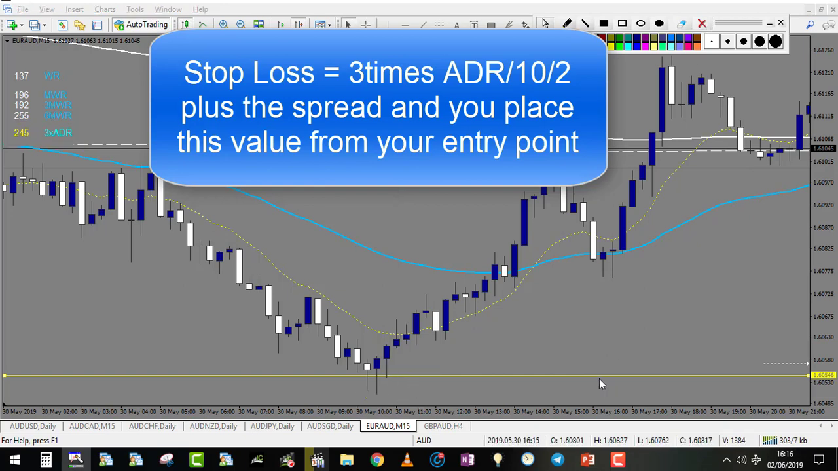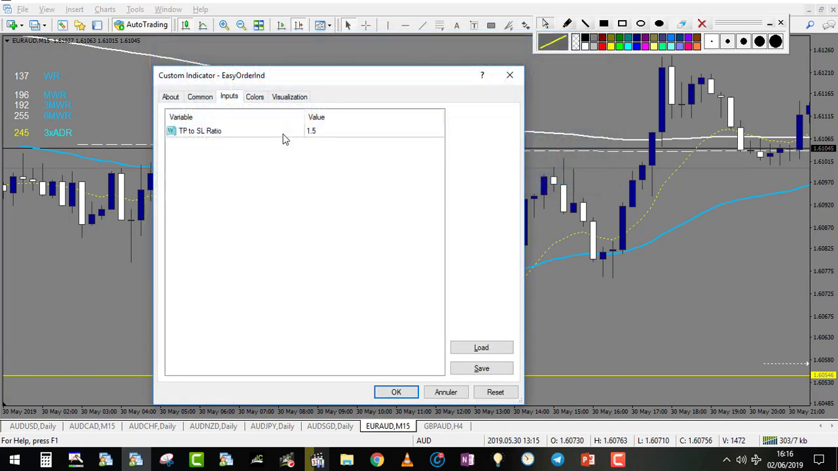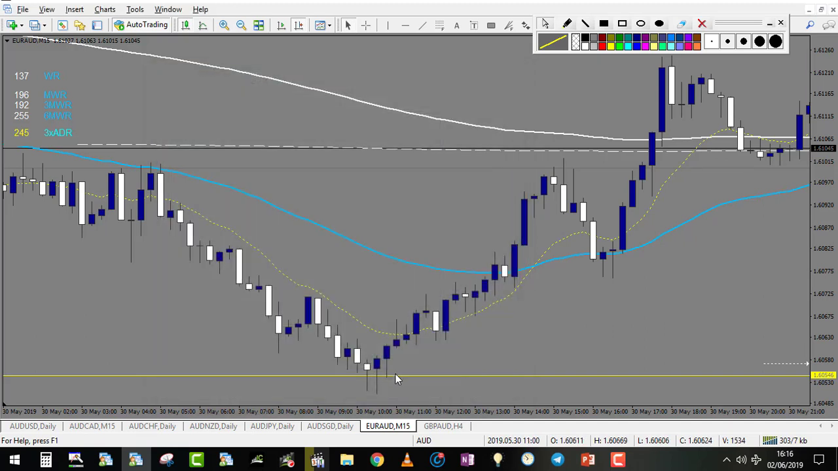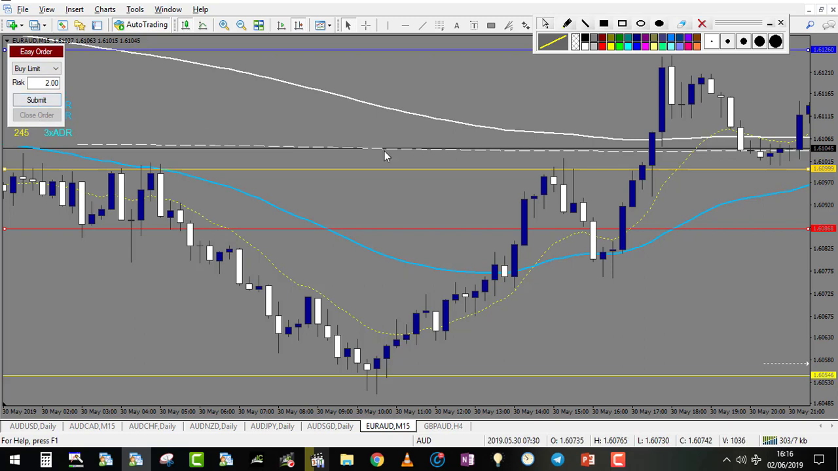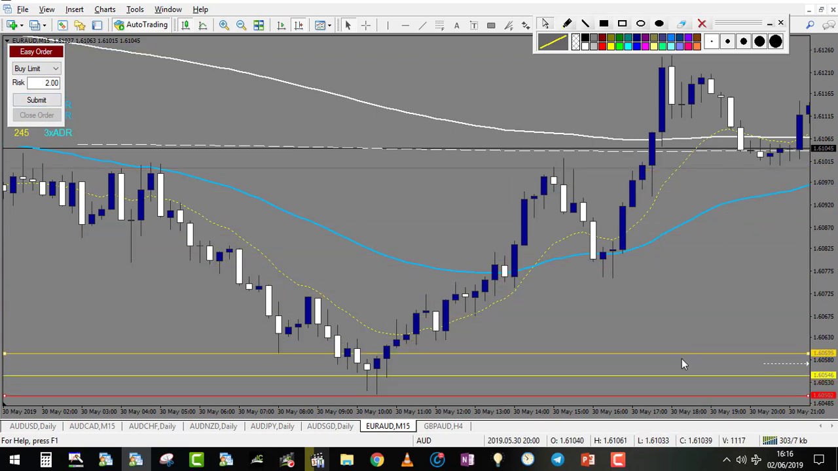I unselect it and I will put now my Easy Order. So the indicator Easy Order, this one, you will set to not 1.5 but 2 reward. TP to SL ratio 2. So it will compute automatically 2 reward as every trade that you will place. And I will place the script. So new Easy Order. It will be a buy limit. Once I have my rejection set, I place my entry point at my yellow line, newly set before the extreme.